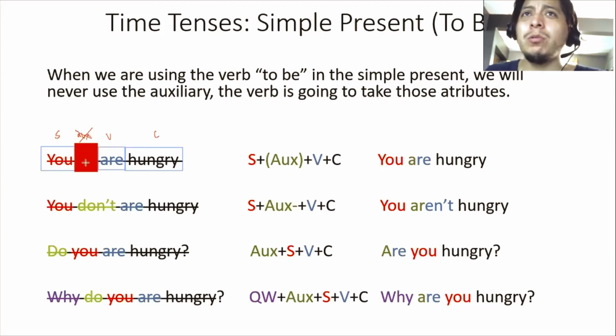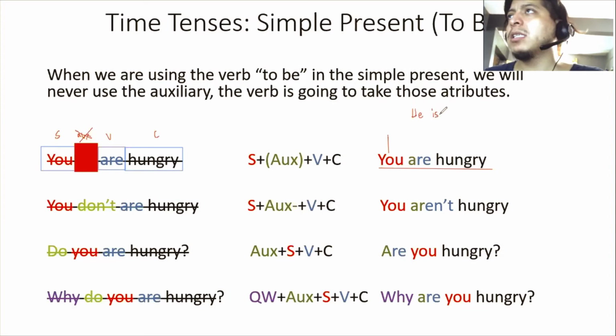Instead of you do are hungry, this is impossible to say. You say, you are hungry. This one is perfectly okay. Why are? Because the second person always uses are. If the person was he, then it will be he is hungry. If it was I, I am hungry. Remember, it has to be am, are, or is, depending on the subject.